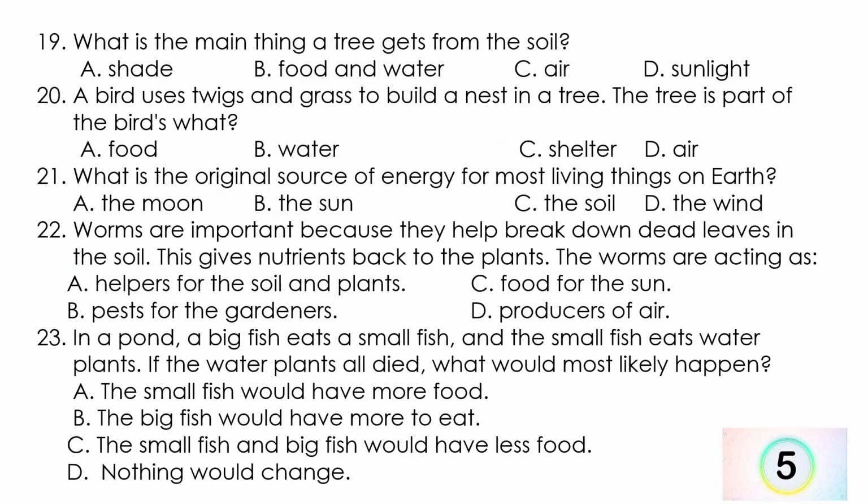23. In a pond, a big fish eats a small fish, and the small fish eats water plants. If the water plants all died, what would most likely happen? A, the small fish would have more food. B, the big fish would have more to eat. C, the small fish and big fish would have less food. D, nothing would change. Answer is letter C, the small fish and big fish would have less food. Good job, kids!